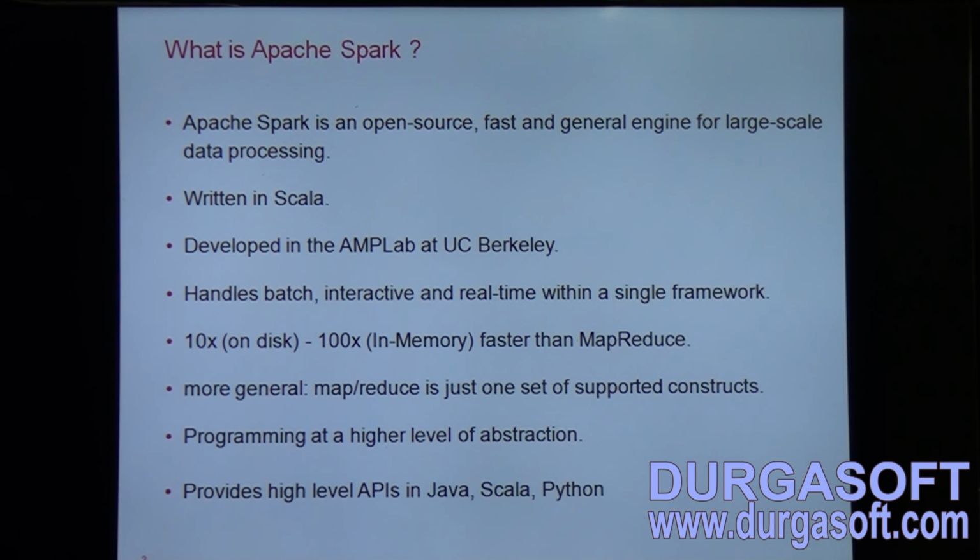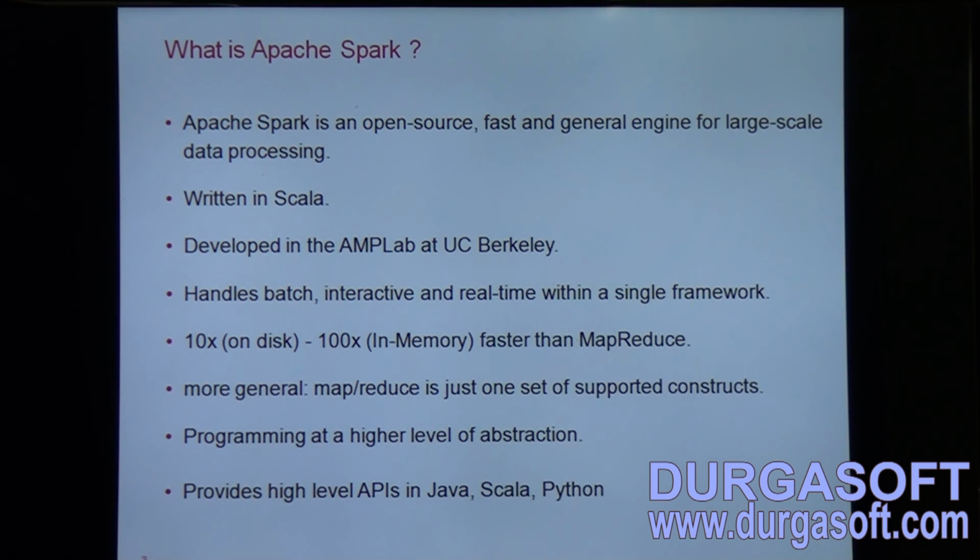It was developed in the AMP lab at UC Berkeley. It handles batch, interactive, and real time data, all kinds of data. But MapReduce only processes batch environment data. In a real time environment, it won't process the data related to real time scenarios.